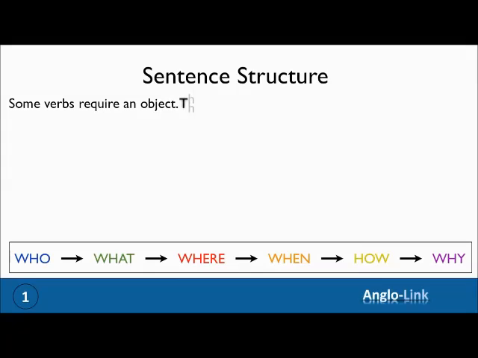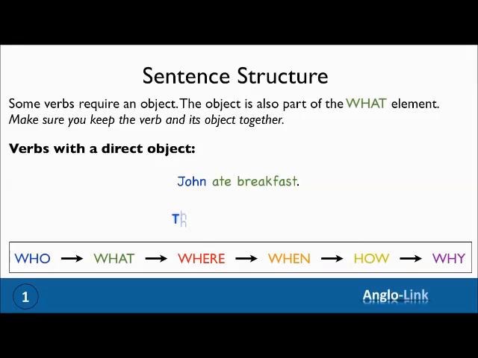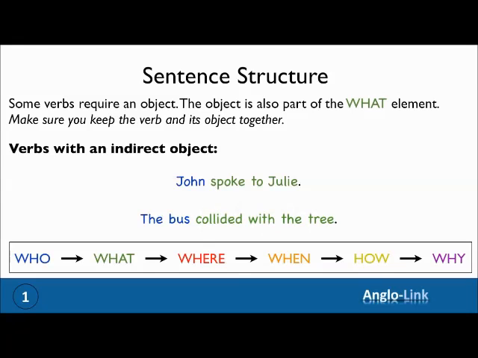Now, some verbs require an object. The object is also part of the what element, so make sure you keep the verb and its object together. Some verbs take a direct object. For example, John ate breakfast. The bus hit the tree. And some verbs take an indirect object. That's an object that comes after a preposition. For example, John spoke to Julie, or the bus collided with the tree.